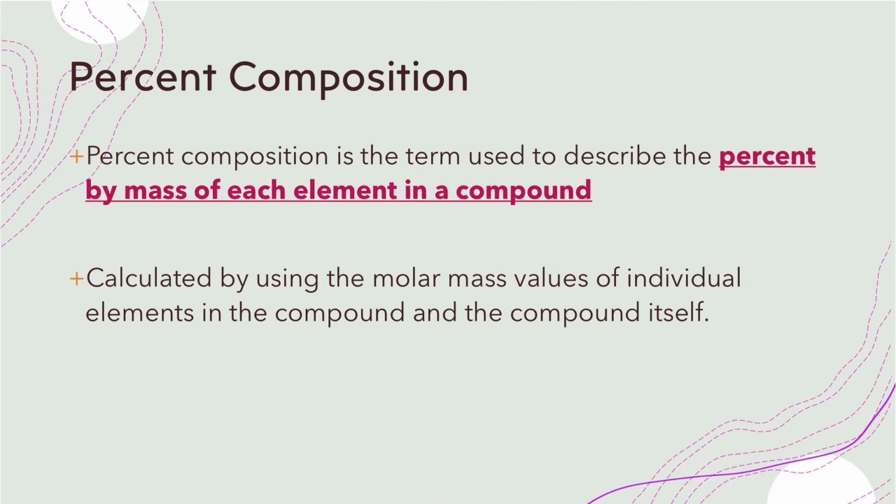Percent composition of molecules is very similar to any of the other percents you've looked at, which is just looking at part of a whole. So in this case, we're talking about a molecule. What part of that molecule is maybe oxygen, or what part of it is hydrogen? So we're going to be looking at the mass of each different element inside a compound as a whole and finding the percent.